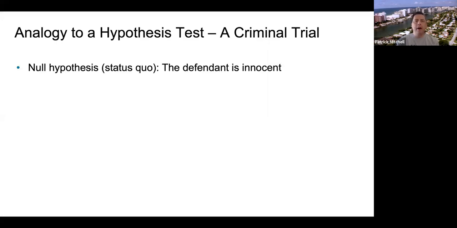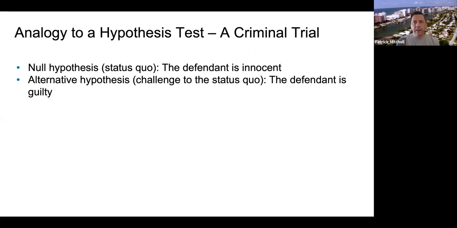It has a null hypothesis. The null hypothesis usually represents the status quo, what is the generally accepted belief. And in a criminal trial, that is that the defendant is innocent, right? Innocent until proven guilty. The alternative hypothesis is a challenge to the status quo. So somebody claims that something has changed or that the situation we're in is not like other situations that are more usual. And so in the case of a criminal trial, that would be the defendant is guilty. So the null hypothesis and the alternative hypothesis have to be opposite statements.